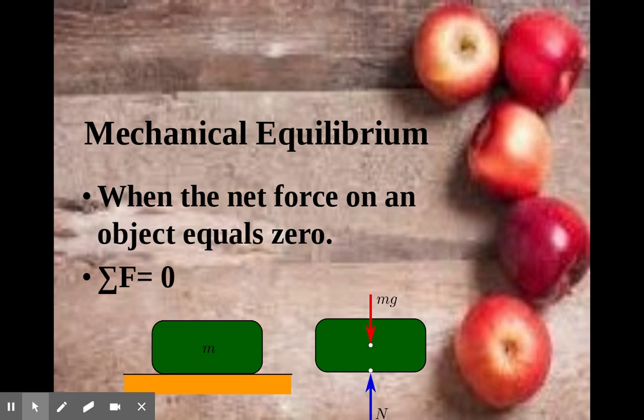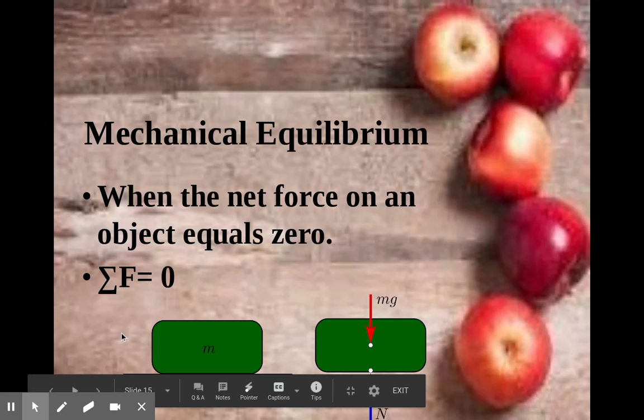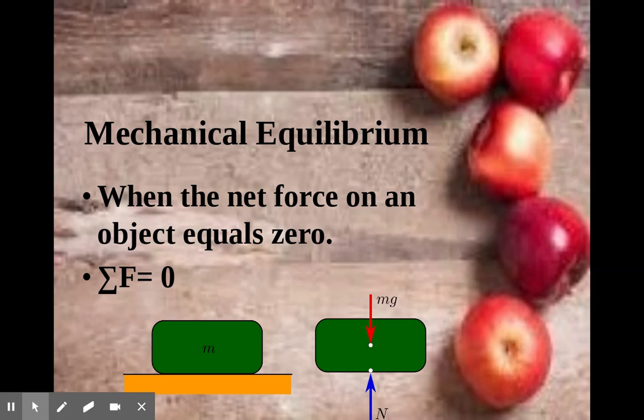The next thing we're going to look at is what's called mechanical equilibrium, which means the net force on an object equals zero. If I have a block sitting on a table, gravity is pulling down on that object, and the table is pushing up. If gravity were more than the table can withstand, the object would keep falling down. The table is pushing up with a force equal to what gravity is pushing down. So the net force would be zero. They cancel each other out.